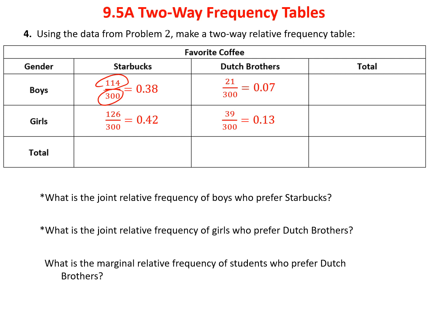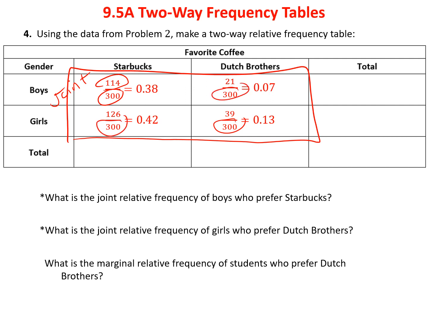So again, these are the joint relative frequency. Joint, because if you're ever in woodworking, a joint is where you put two pieces together. And here's where we put two pieces, boys and Starbucks or girls and Dutch Brothers. So those are the joint, and they're relative because in each case we divided them by the grand total. So next we'll do the margins.